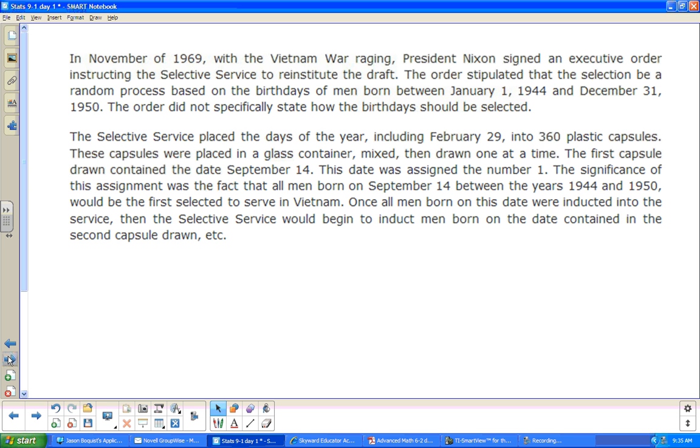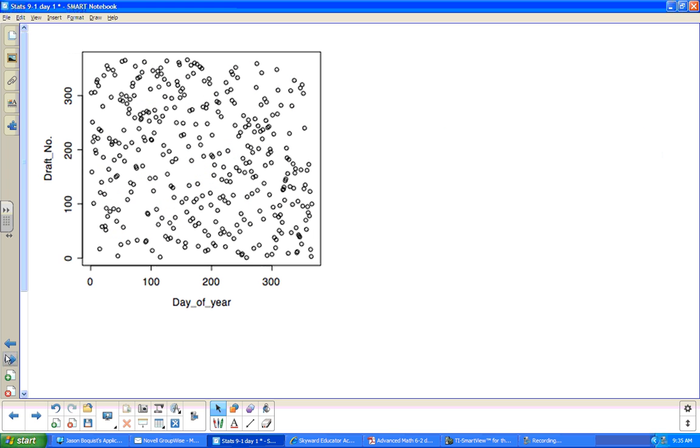But in years since then, there have been some issues. So the first capsule that came out was September 14th. So anybody born on that date in any of those years was drafted first. So here is a scatter plot of the drawing.